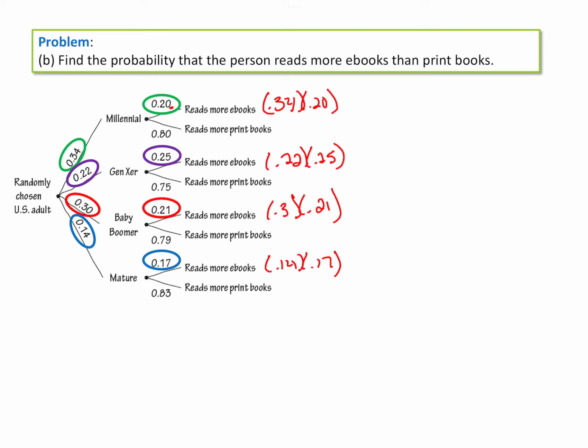And then what you're going to do is add all those probabilities to get your final probability, because we care that they read more ebooks and we care about everybody. So we have to take everybody's into consideration and add them together.